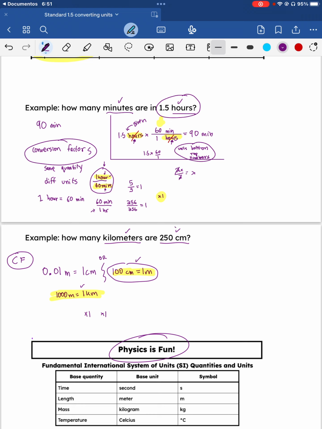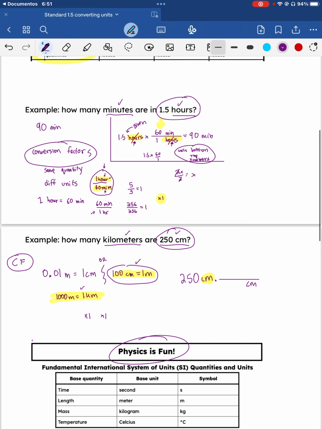What do I start with? I start with what's given, 250 centimeters. Now, if centimeters are what I'm starting with, what unit has to go in the bottom in my next conversion factor? Centimeters. Okay, what unit's going to go on top? Well, I look at the two conversion factors I have, and I figure out where I have centimeters. I have centimeters right here. So, centimeters convert to meters. Awesome. Centimeters to meters. 100 centimeters is 1 meter.